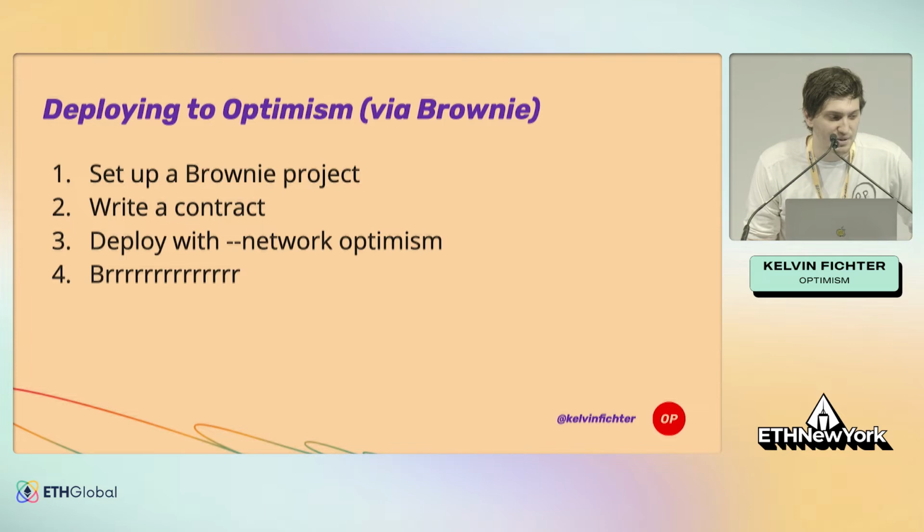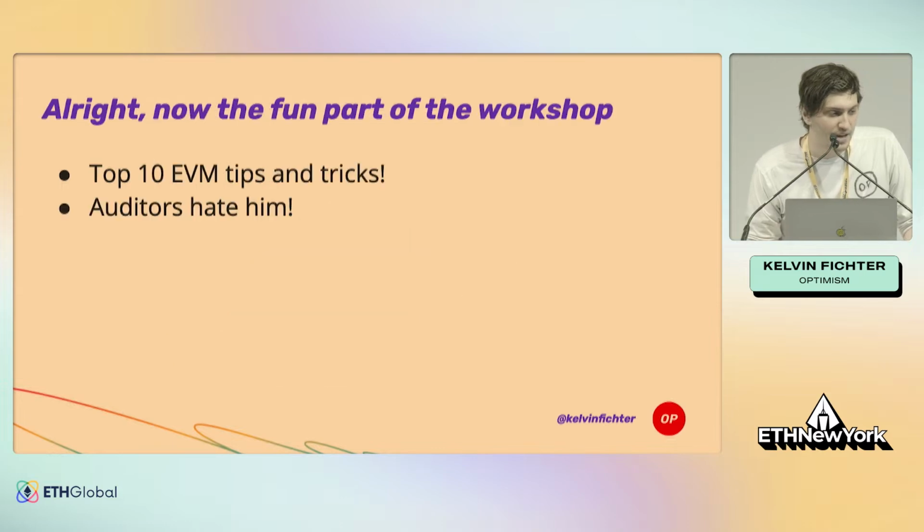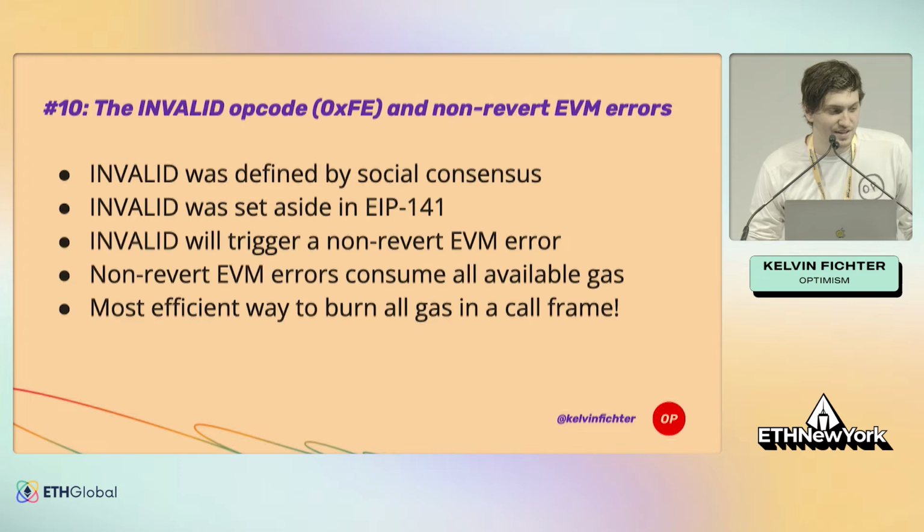And that's pretty cool. Same deal with Brownie, except you don't even have to add Optimism to your config for Brownie. You just do --network optimism, and it's built into Brownie, which is very cool. Thank you, Brownie. And that's basically it. That was longer than a minute, so too bad. All right. Now, the fun part of the workshop, EVM tips and tricks. A lot of them you will not want to use in production, but it's still fun.